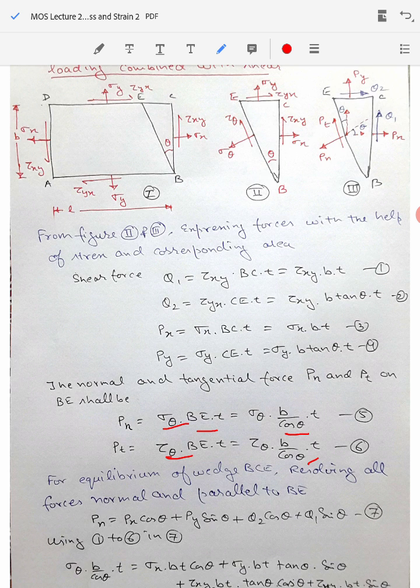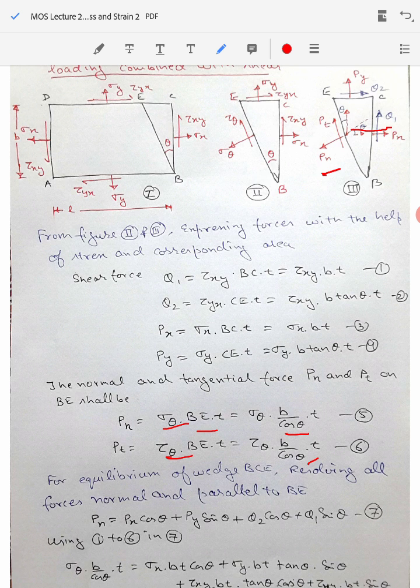Now, as we can resolve the forces, for the equilibrium of wedge BCE, let's resolve the forces in the normal and parallel direction to the BE. So first let's resolve the forces normal to the BE. On this side you have the force Pn acting, which is normal to the BE. On the other side, the balancing forces which are acting are the applied forces. So you have Px here, which you can see extended here. This is acting at angle theta to the Pn.